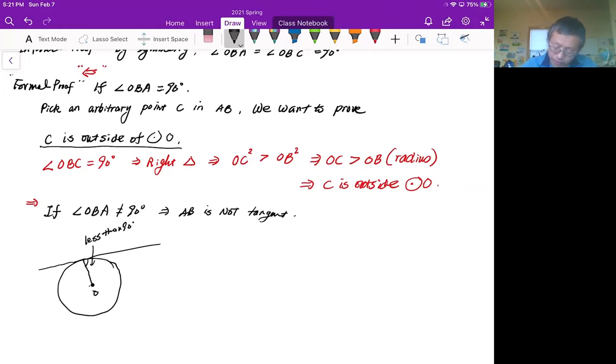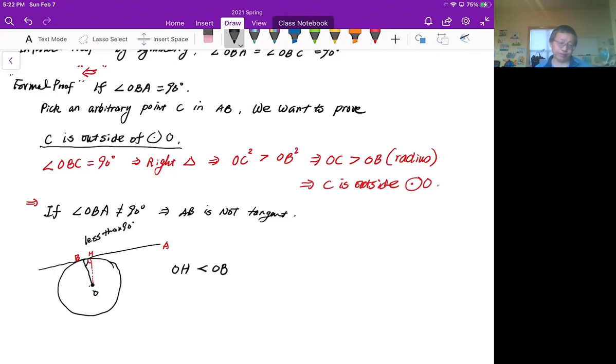How do I construct a right triangle? I just want to go from here. I'm sorry, the picture is hard to see. Let me erase that part. Okay, I'm going to draw that. So suppose this is 90 degrees. This is A here, this is B here, and this is H. And then I got a right triangle, and in this right triangle, OH is smaller than OB.